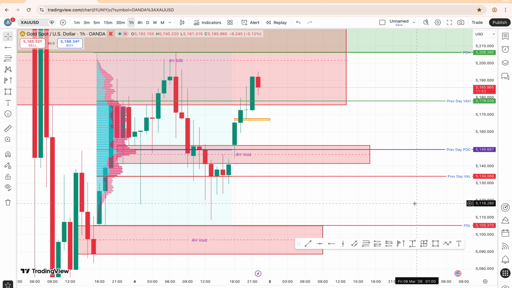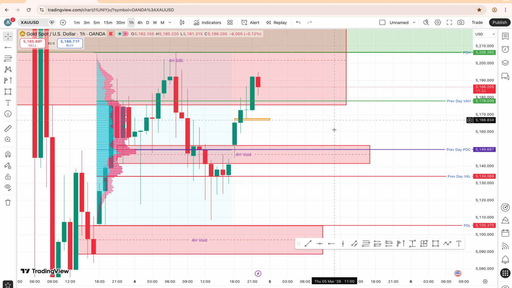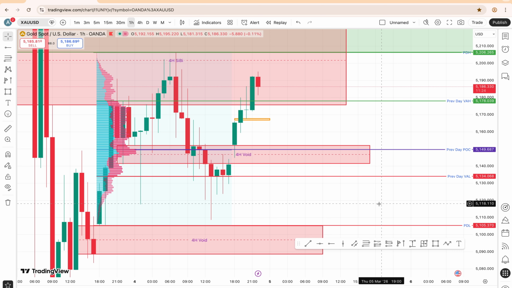So what is likely today? The highest probability scenario is a sweep above 5205, reject and return to equilibrium, sweep below 5105 and reclaim the 5100 level to rotate higher, or a clean break over 5200 to target 5250. The key is displacement. If price breaks a level without strong momentum, it's likely a fake move. If it breaks with large candles and imbalance creation, expansion is beginning.